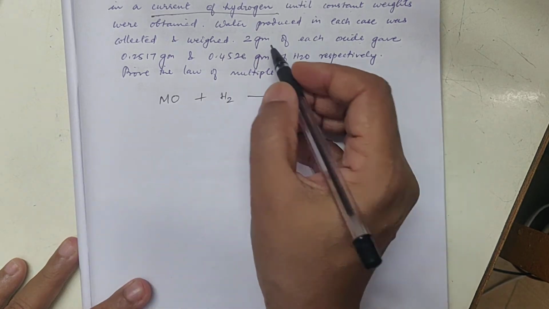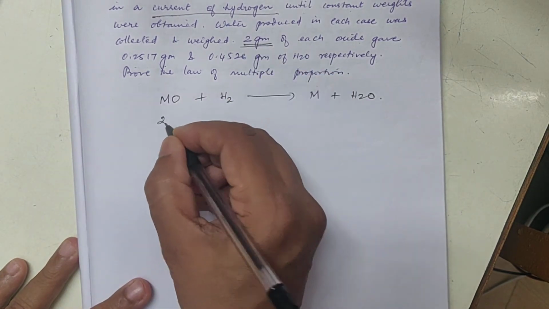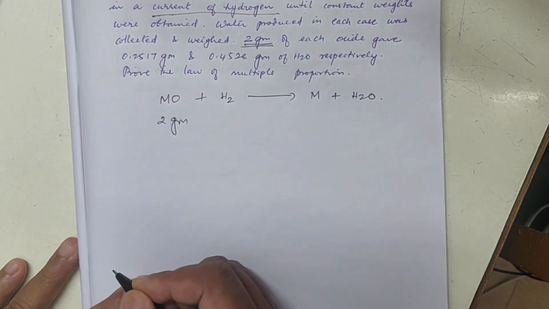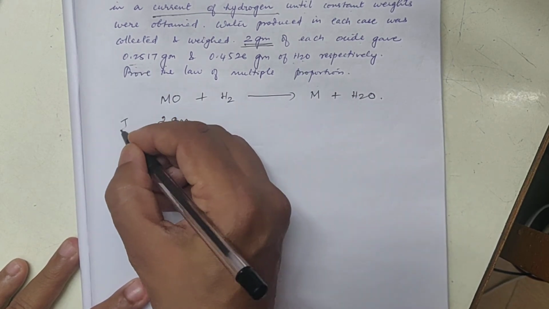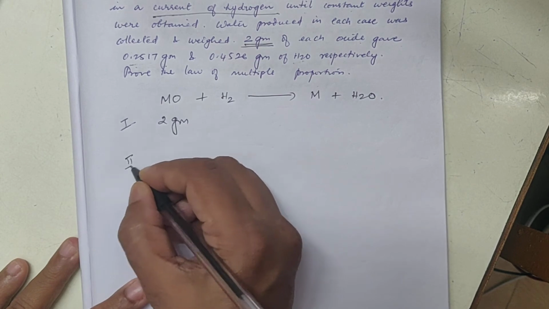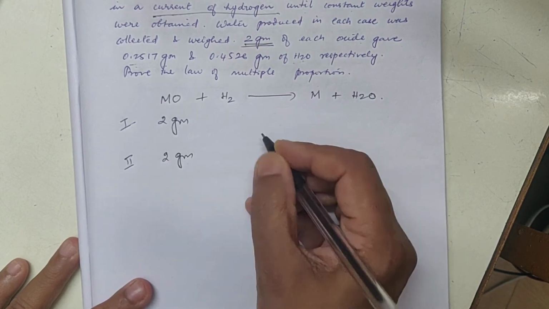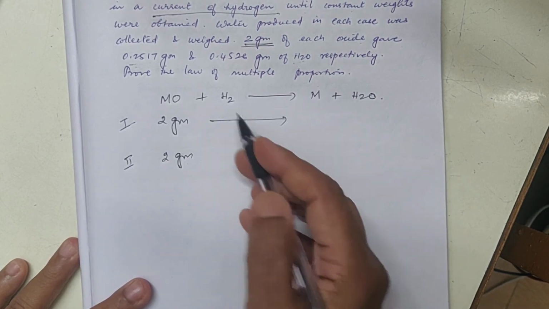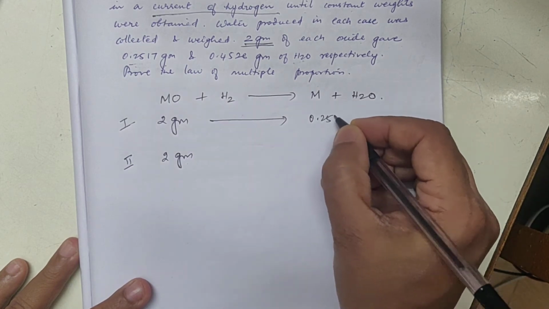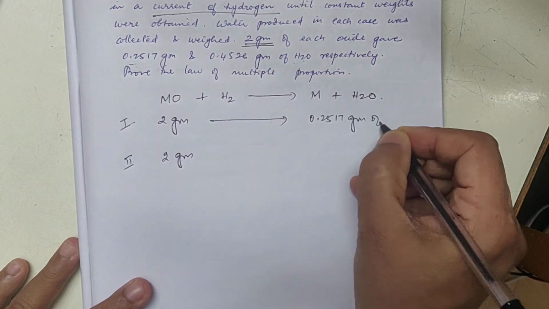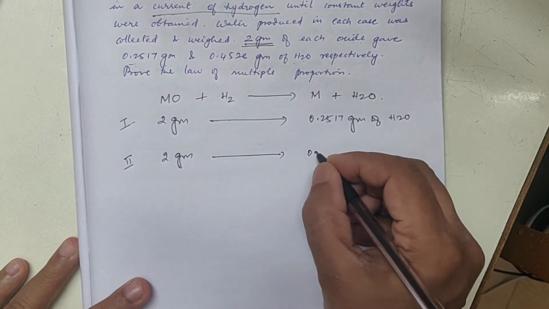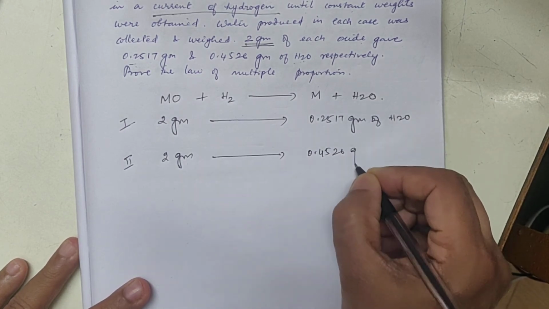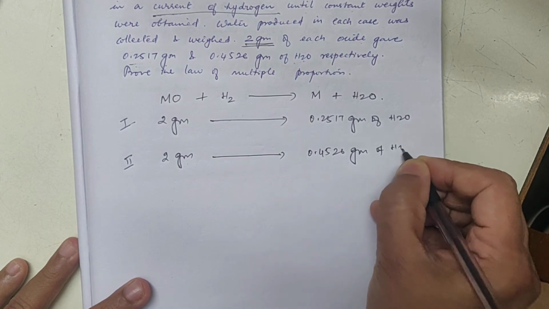Now what he has given, he has given 2 gram of this oxide. It gave this much of water. This is, say, first oxide, and the second oxide is also 2 gram. First oxide is giving 0.2517 gram of water. Our second oxide is giving you 0.4526 gram of water. This is given to you.